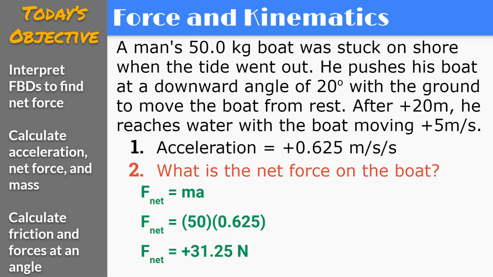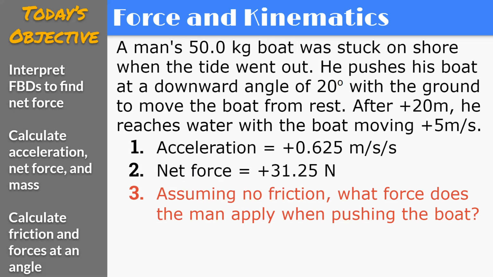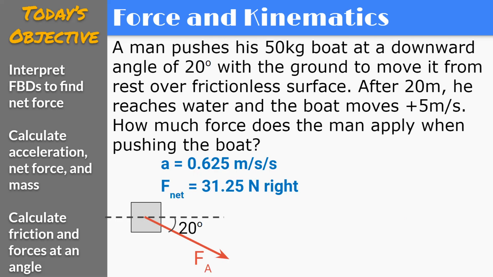Third question, assuming no friction, what force does the man apply when pushing the boat? Well, I know that the man is applying a diagonal force. It looks like that. It's described in the question as 20 degrees with the ground, but he's applying the force like that. And I know that a portion of his force is vertical and a portion of it's horizontal. Anytime something's at an angle, pieces of it are going to be horizontal, pieces of it are going to be vertical. Which part of his force is responsible for the boat's acceleration? Just the horizontal piece. The vertical piece, not at all responsible for the acceleration.